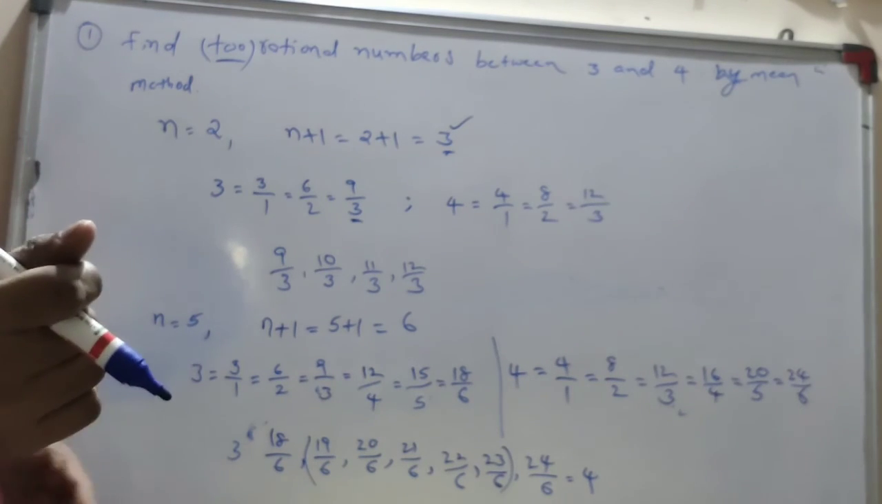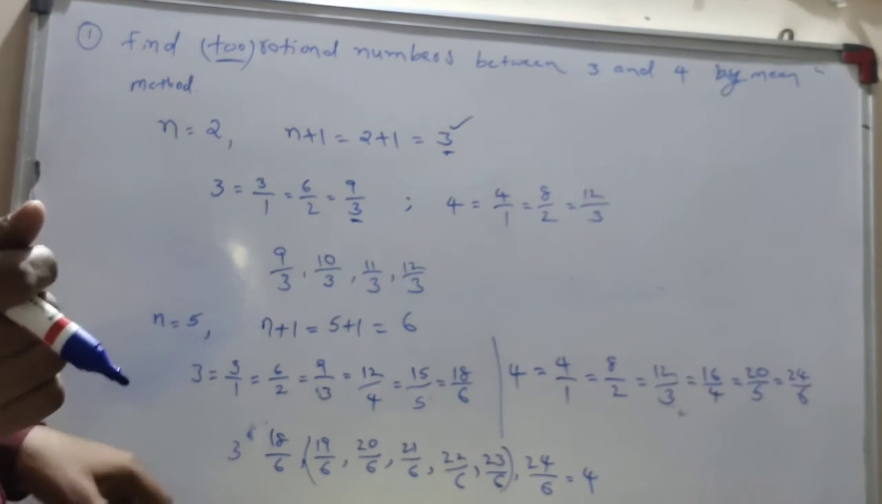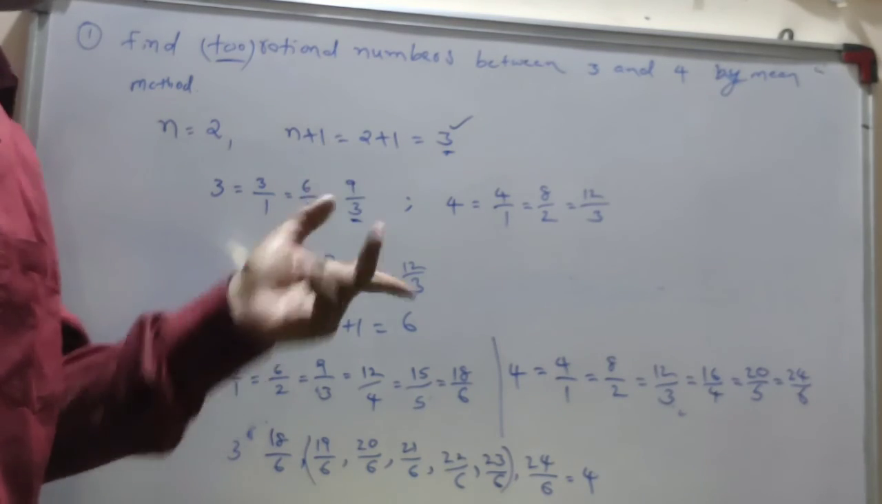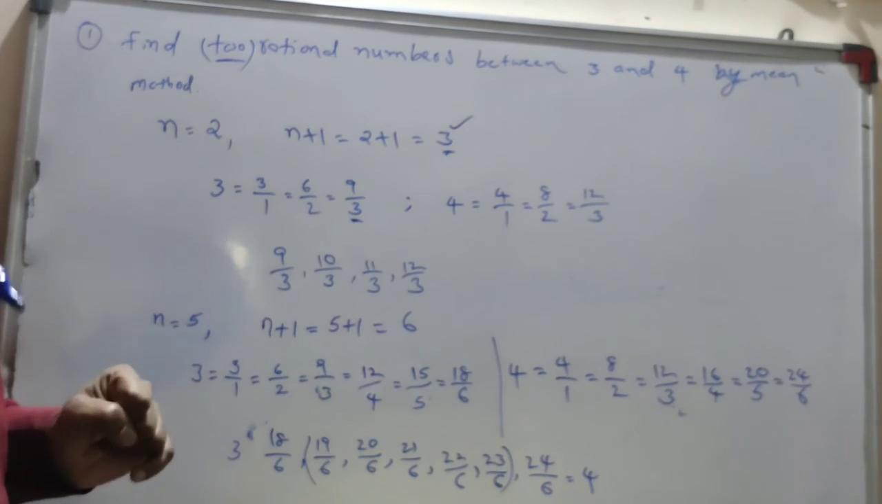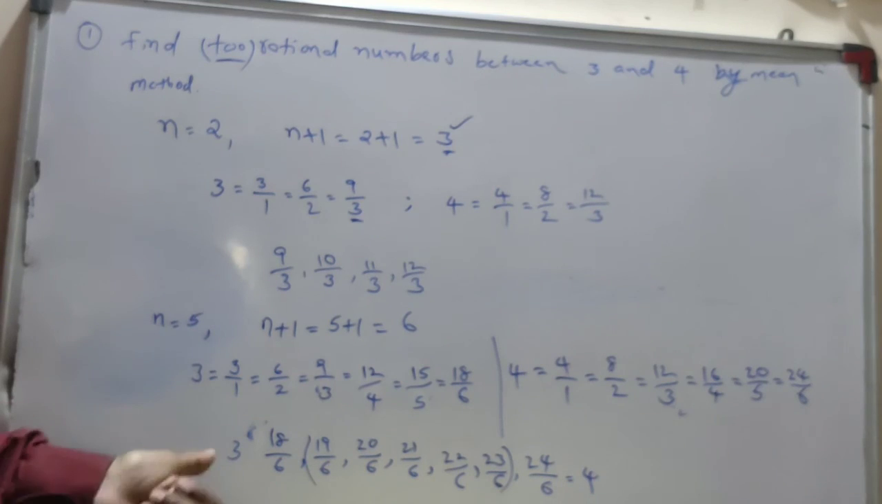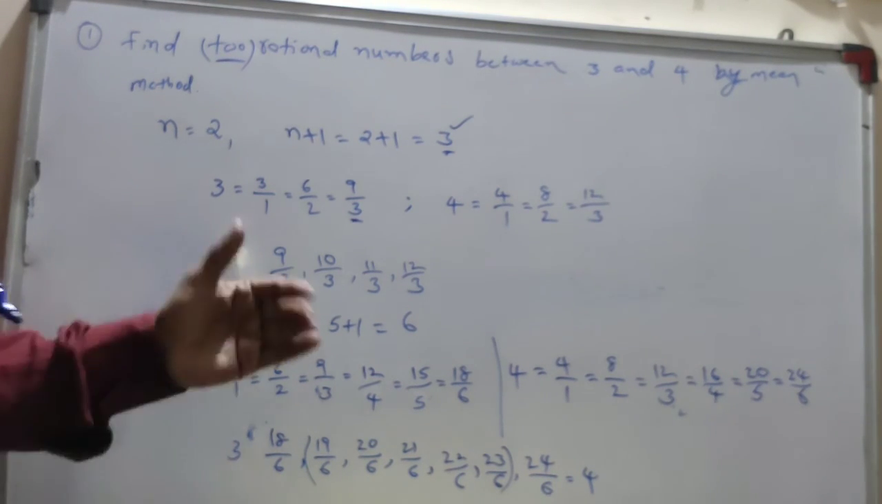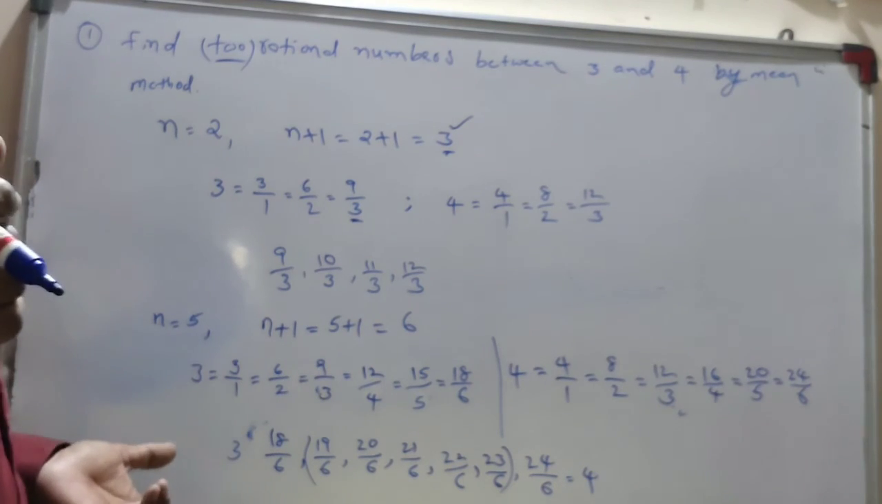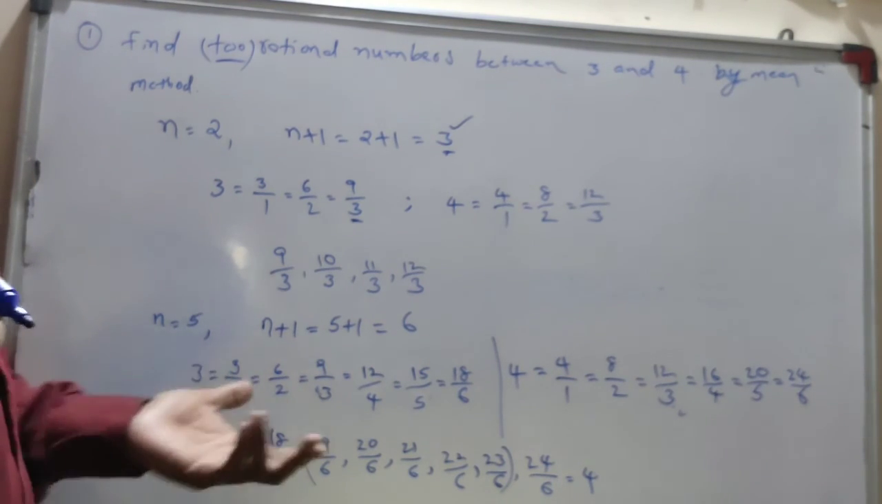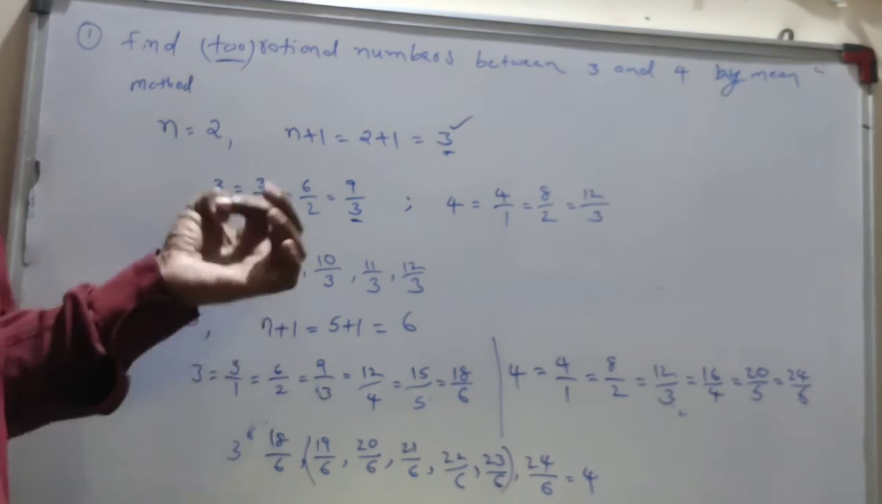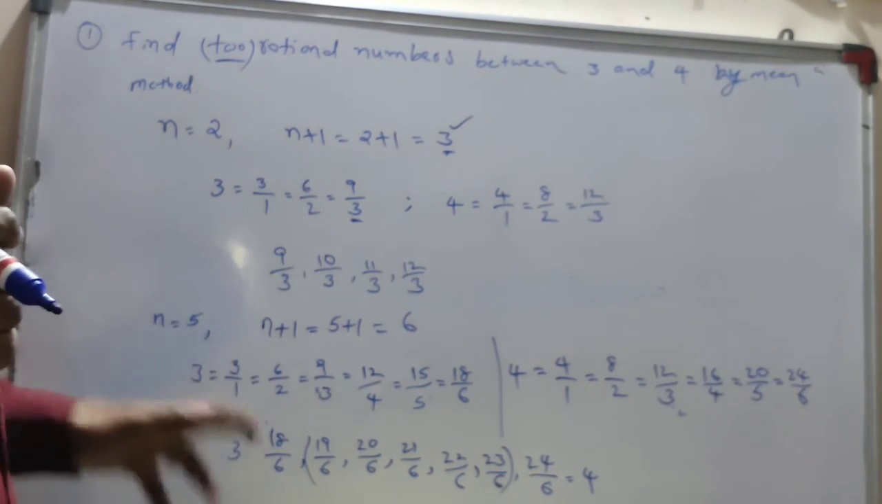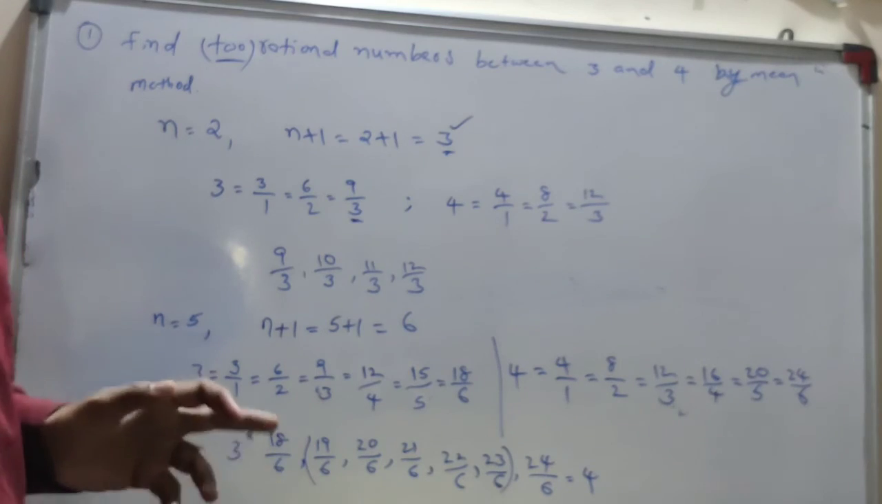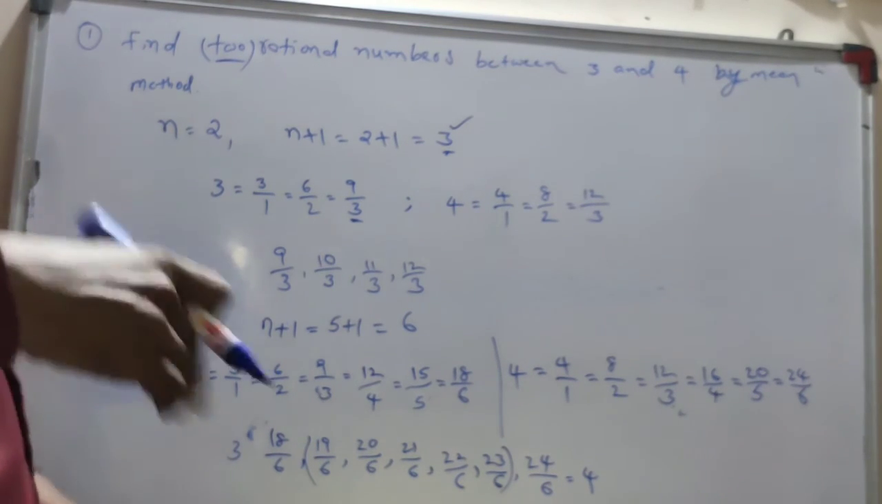Okay, that means we may get so many rational numbers in between any two given numbers. So like that you can find so many rational numbers in between two given numbers. You might observe that you can write an infinite number of rational numbers in between any two given numbers. Okay, so let us see next.